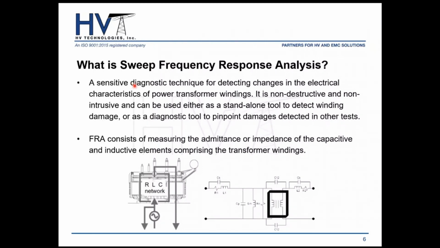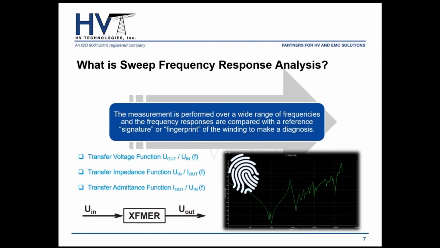Why is it sweep? Because it is done in a range of frequencies. So we sweep from a lower frequency to higher frequencies and we plot out this curve, which is basically what in the industry we call a signature or a fingerprint. So the measurement is performed over a wide range of frequencies, and then the frequency response is compared with a reference. And that way you can make a diagnosis of your transformer winding condition.